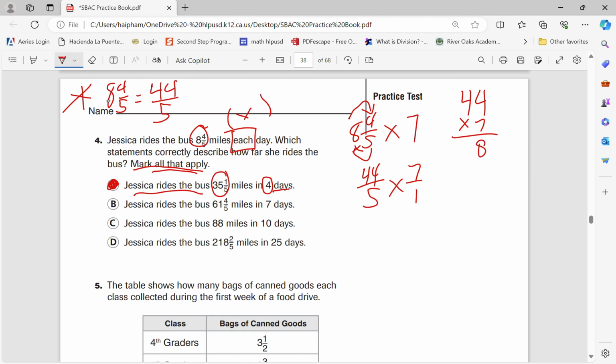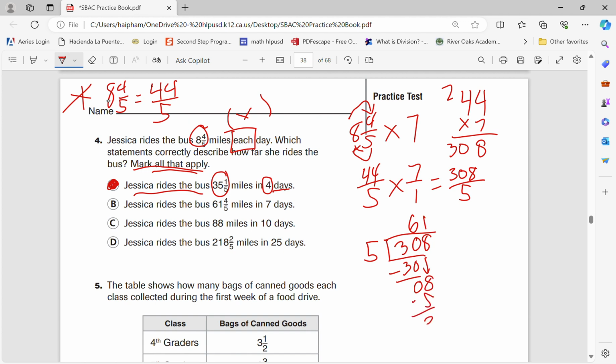7 times 4 is 28. 28 again, 28 plus 2 will give me 30. Now I have 308 divided by 5. Let's go ahead and rename this improper fraction into a mixed number. 30 divided by 5, 6 times. Bring down your 8. 8 divided by 5, 1 time. And that would give me a remainder of 3. So we have 61 and 3/5, which does not match up to 61 4/5. So let's put an X on that or cross that statement out.